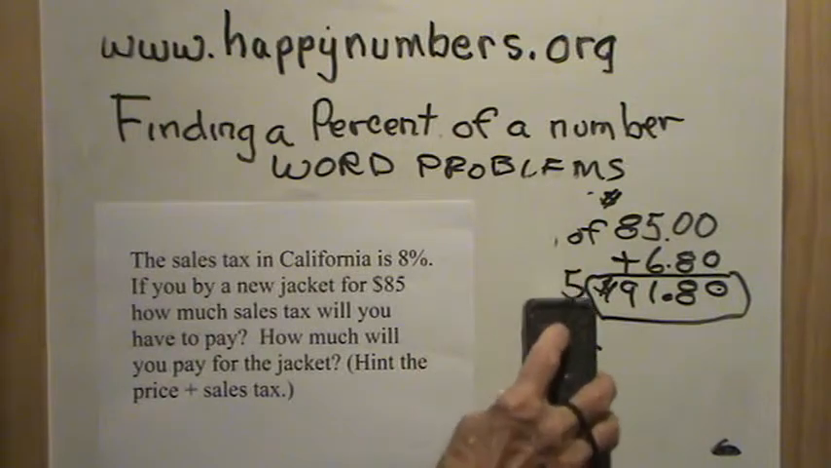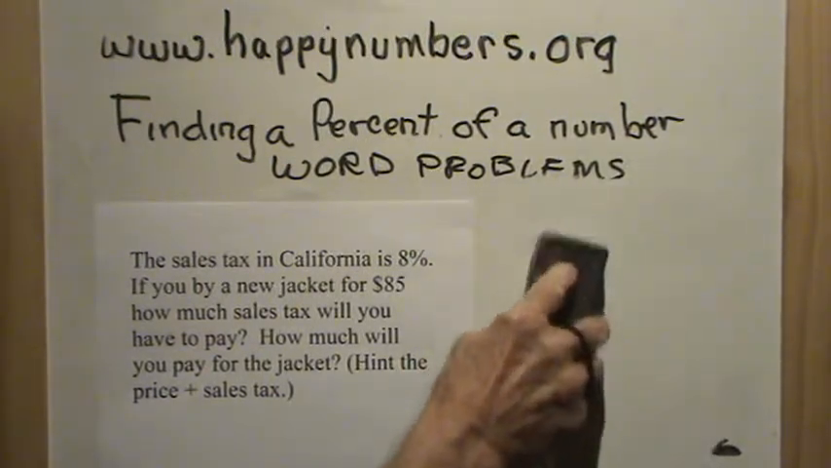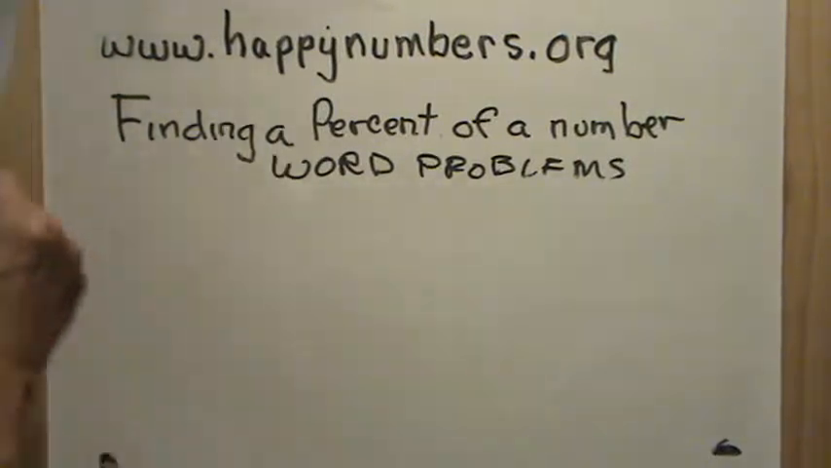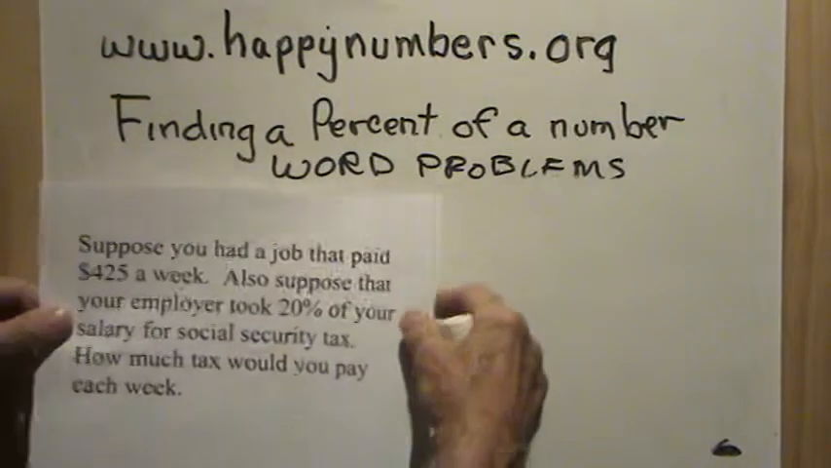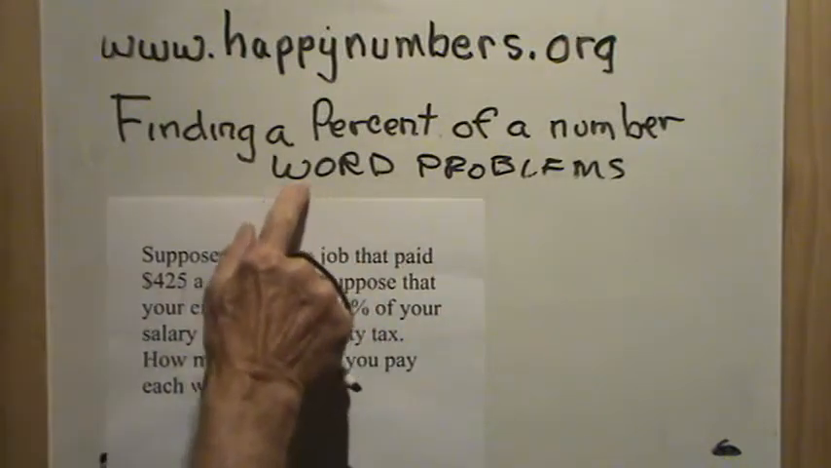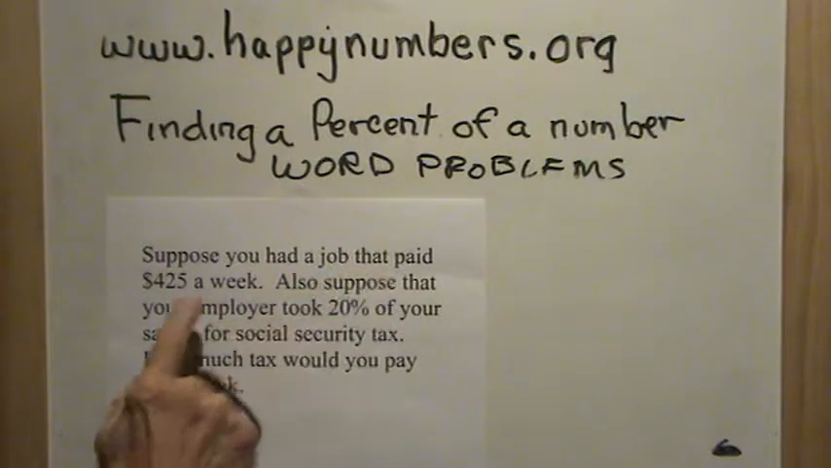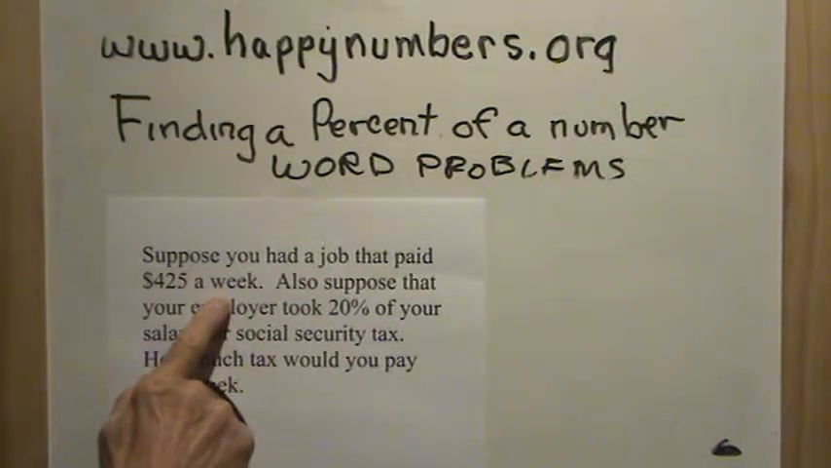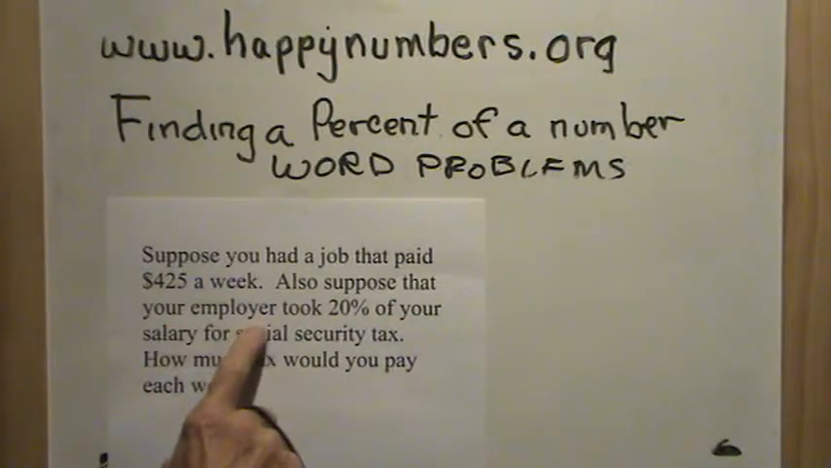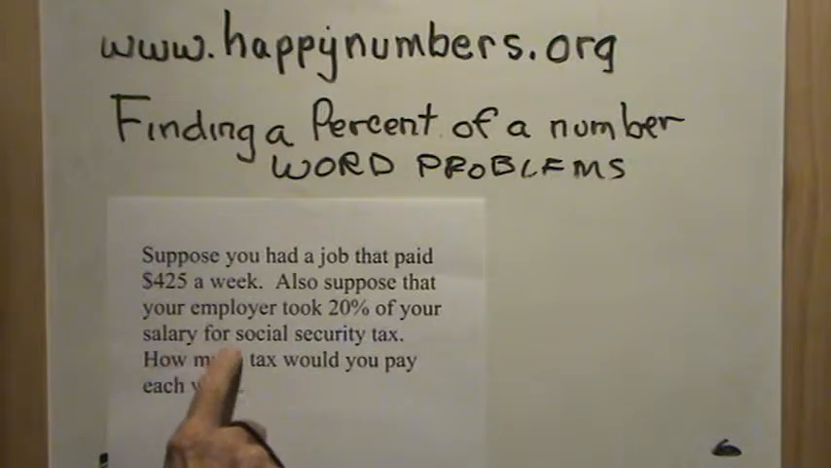Excellent. Well, we'll do one more, and then I think our 10 minutes will be about up. So I'll put it up here, let you work it, and then shut the video off, work it, and then we'll turn it back on again. Suppose you had a job that paid $425 a week. Also, suppose that your employer took 20% of your salary for Social Security tax, which happens in the real world, by the way. How much tax would you pay each week? Okay, we'll put the video or DVD on pause, work this problem, and then turn it back on, and we'll do it together.